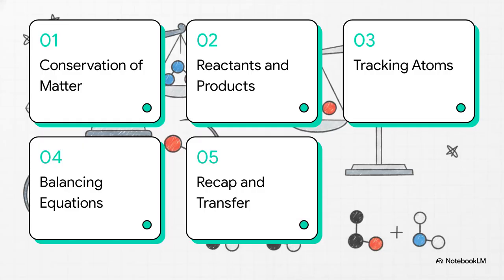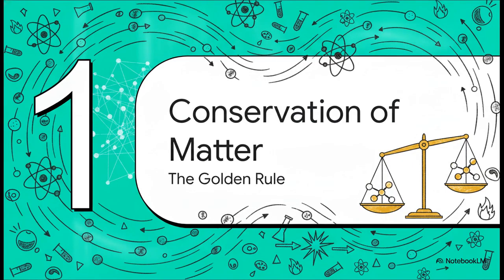Here's our game plan. We've got the law of conservation of matter, reactants and products, tracking atoms in reactions, balancing chemical equations, and finally, a recap and a transfer question. Let's get to it. Section 1. The law of conservation of matter.